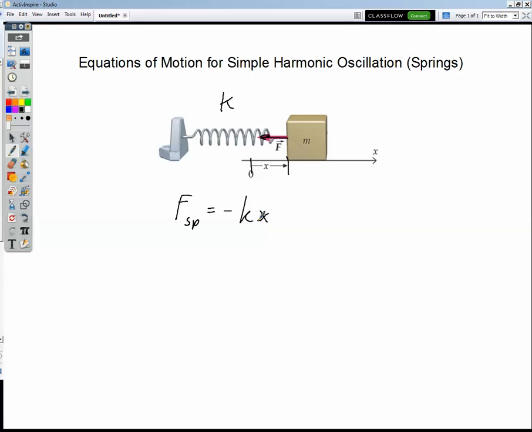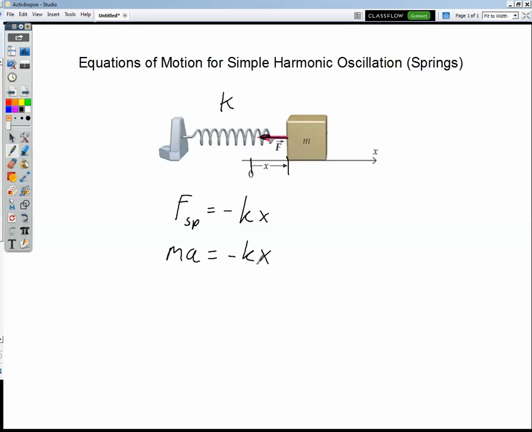Applying Newton's second law, since F is equal to ma, we've got the mass times the acceleration is equal to negative k times x. And remember that the negative sign comes from the fact that the force is in the opposite direction of the displacement. The block was displaced to the right, the force is going back to the left. So there is the negative sign.